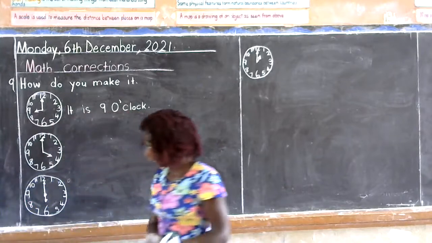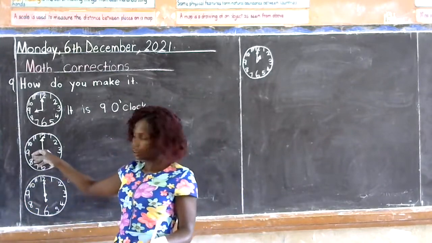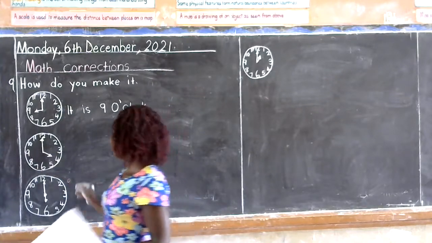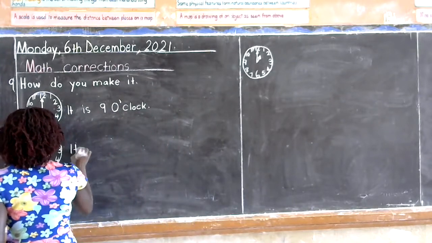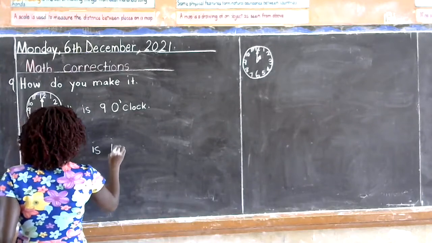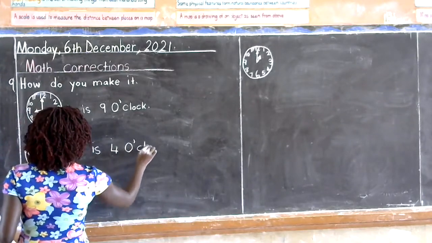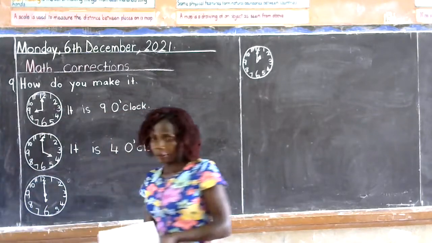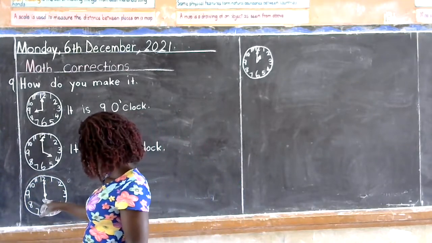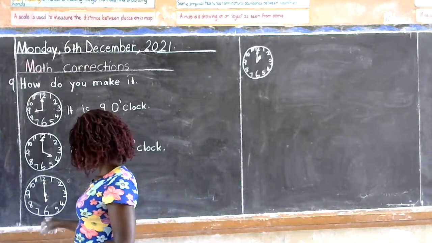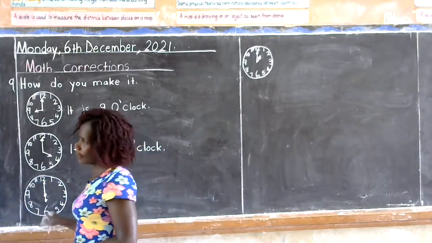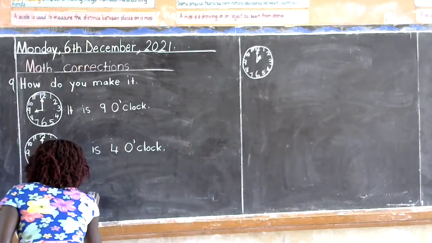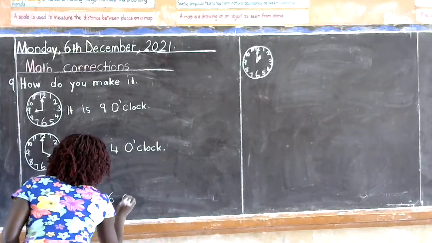Then here, what is the time, friends? The short hand is pointing in number 4. So what is the time? It is 4 o'clock. Now we go to the third one. Where is the short hand pointing? It is pointing in number 6. And what is the time? It is 6 o'clock.